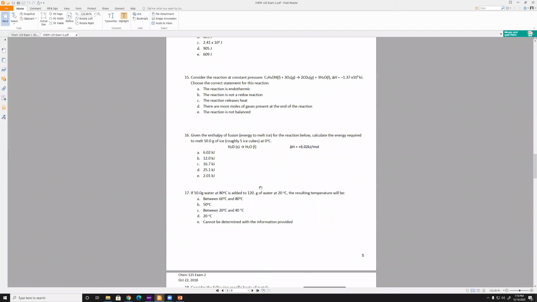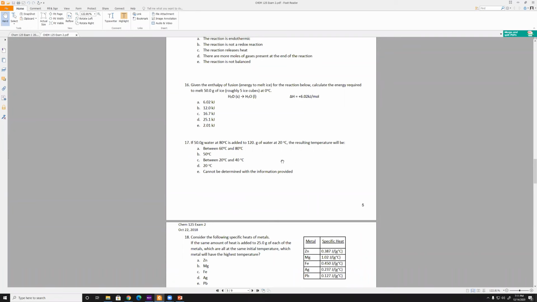All right. Given the enthalpy of fusion, so the energy to melt ice into water, calculate the energy required to melt 50 grams of ice. Now, the key here is to look at the units. They give you kilojoules per mole. You have 50 grams of ice. How many moles is that? So you do 50 divided by 18. Multiply that number by 6.02 kilojoules per mole to figure out the number of kilojoules.